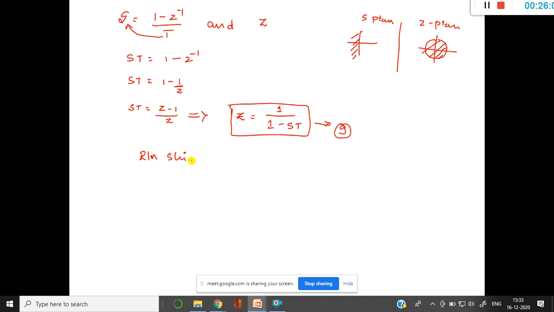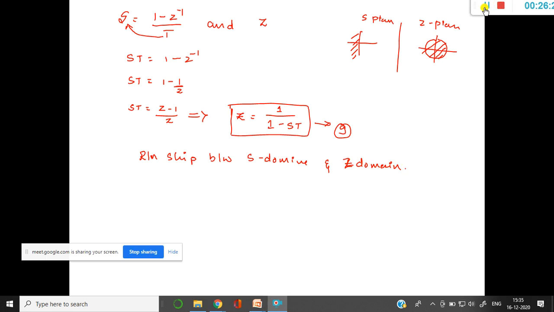That is the relationship between the s domain and the z domain. Fine. Okay. Any doubts? I'll check the chat room.